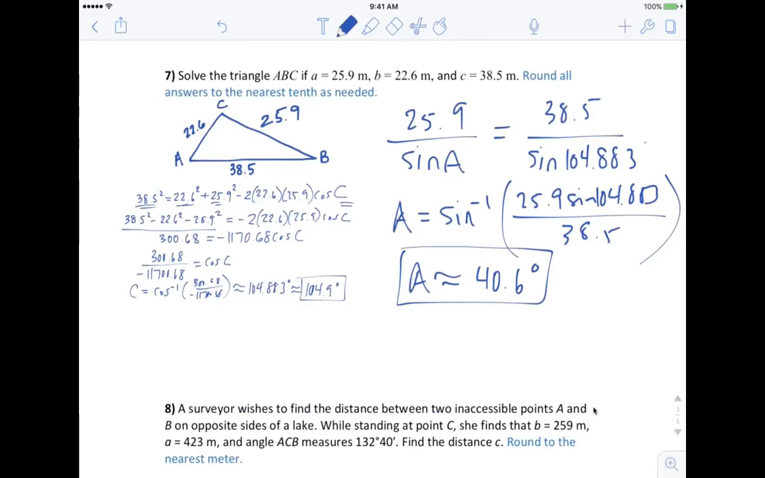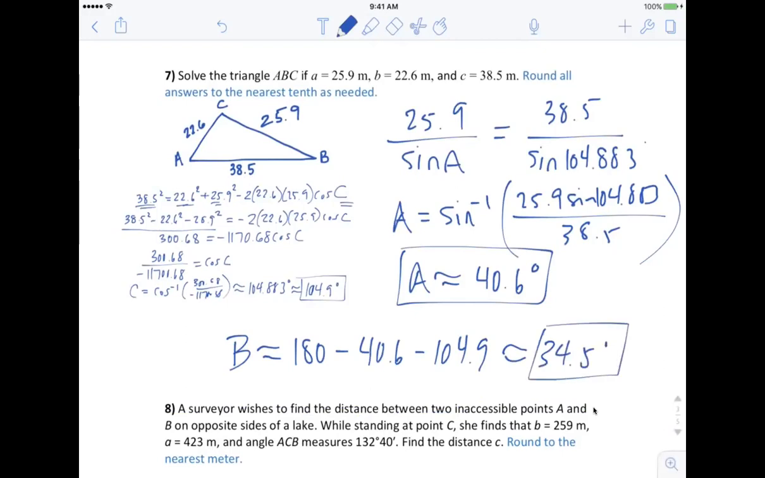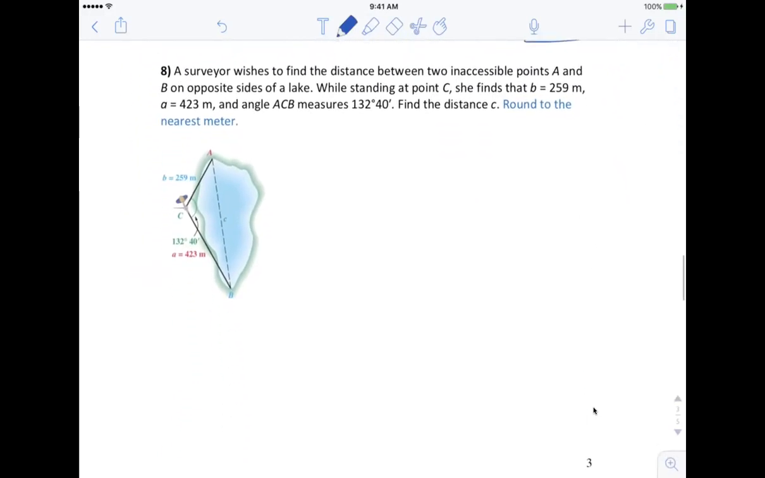Whew. Okay, one more. We need B. Now you can do your 180 rule. So B is going to be about 180 minus that 40.6 minus the 104.9. And that's 34.5. And we've got it. Okay. All right, so those are the two main cases for the law of cosines: side-angle-side and side-side-side. Now we can just do some applications and some area.